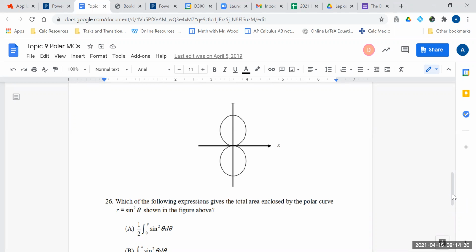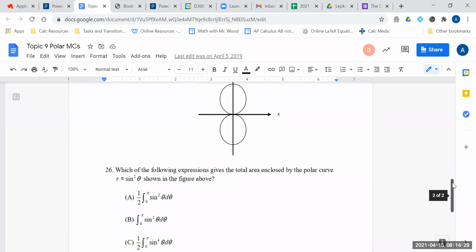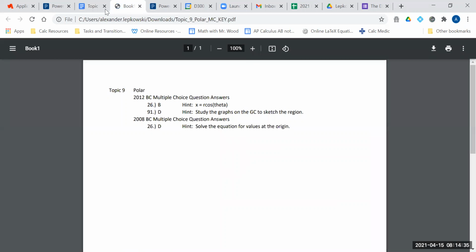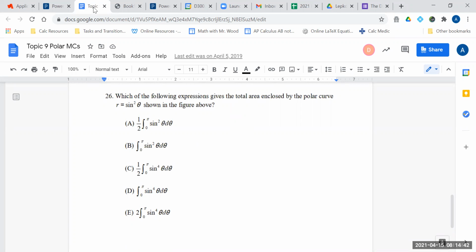Okay. So I'm pretty convinced that 0 to pi represents just one of the loops. That's why D makes sense here. Because even though there's no 1/2, I've squared sine squared to get sine to the 4th power. But I'm doubling the area from 0 to pi.